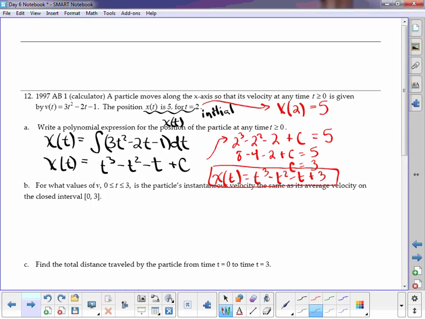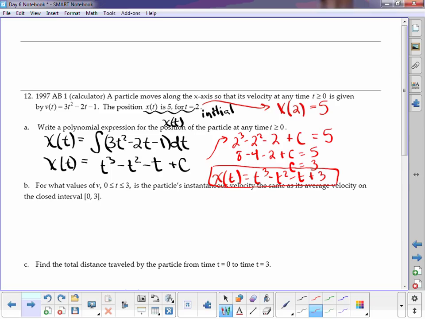Now I like part B. This is pretty cool. For what values is the particle's instantaneous velocity the same as its average velocity on the closed interval? Instantaneous means I can know the velocity at any given point in time, right? So be careful with this. What represents my instantaneous velocity? Doesn't v of t allow me to know my velocity at any point in time?